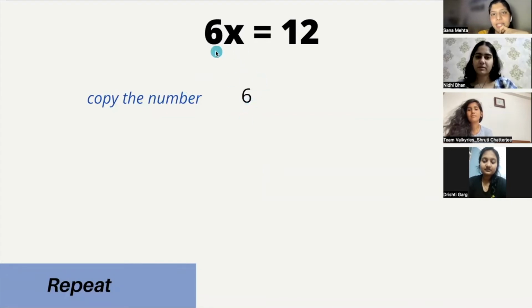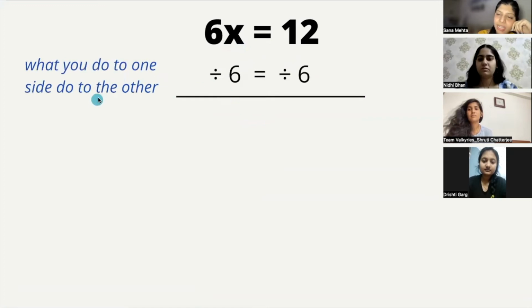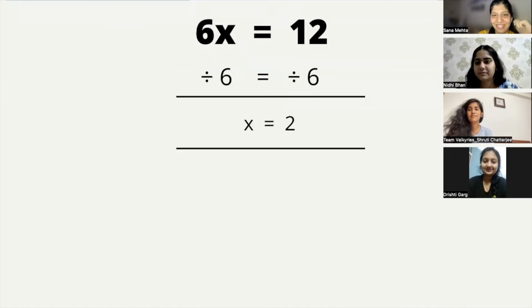And then here we see it's multiplication. So we inverse the operation and divide by 6. If we do it on one side, we do it to the other. So 6x divided by 6 and 12 divided by 6. What do we get this time? Yes, x is equal to 2. Yes, you're correct. We get x is equal to 2, and this is the solution of the equation.